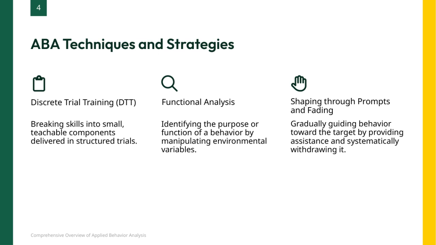Next, functional analysis is all about understanding why behavior occurs. We do this by manipulating environmental factors to see what triggers or maintains a behavior, so we can develop more effective interventions. Lastly, shaping through prompts and fading is a method where we gradually guide a behavior towards a desired goal by initially providing support or prompts, then slowly removing them as the learner becomes more independent. This systematic approach helps build new skills in a supportive way.